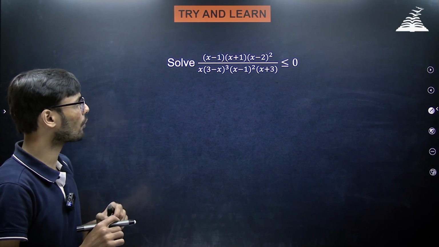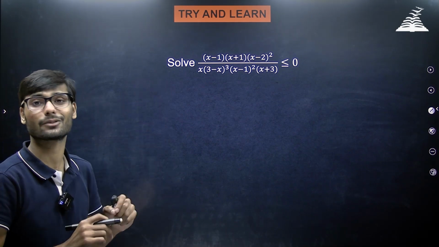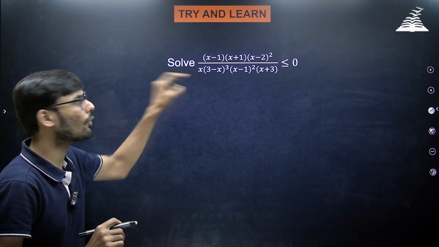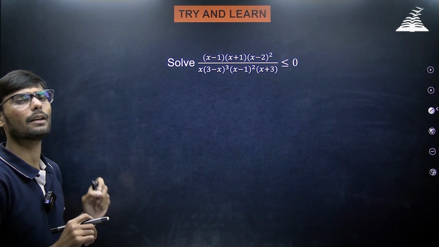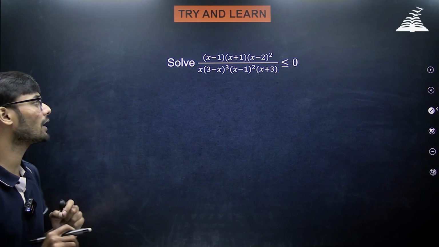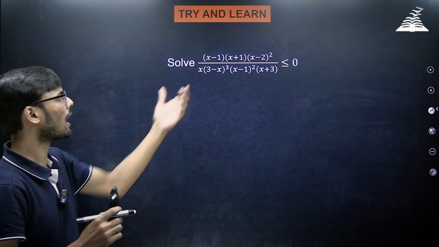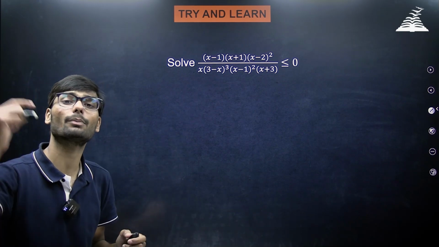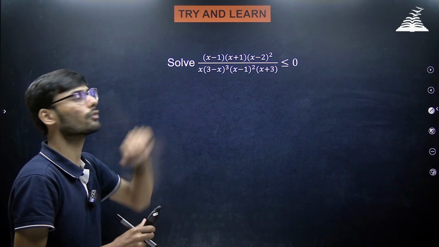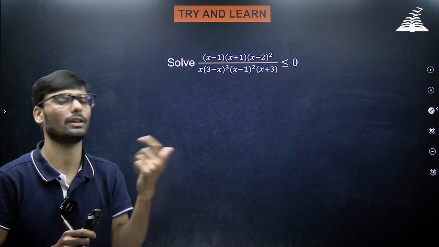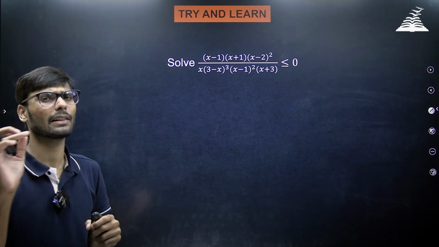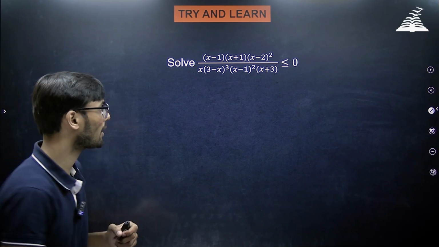Suppose we are trying to solve this. This involves 7 expressions this time around. If you see, the leading coefficient of x in 3 minus x is negative, so we need to make it positive. How will we make it positive? We'll multiply by minus 1 raised to the power 3 because the power of 3 minus x is 3. So minus 1 raised to the power 3 is the same as minus 1. That means we are multiplying by a negative number.